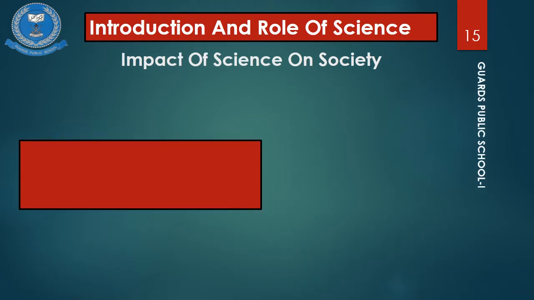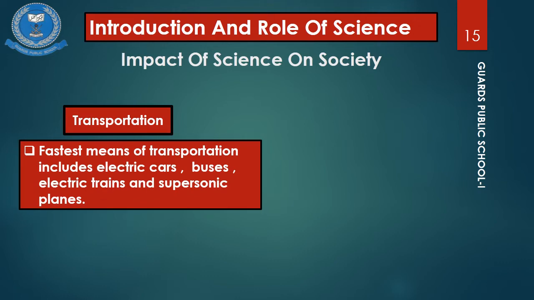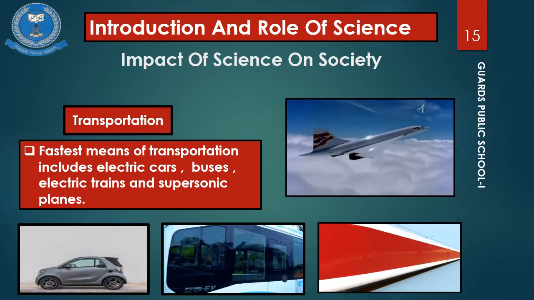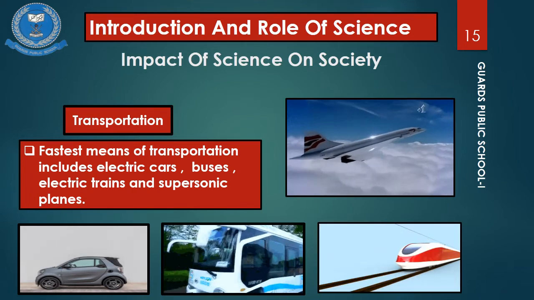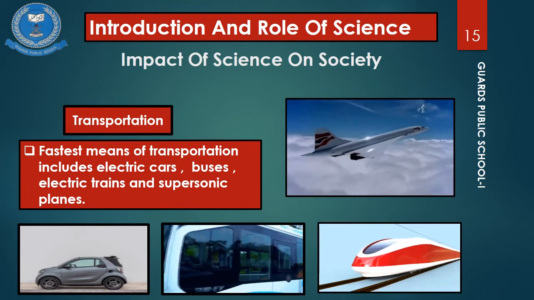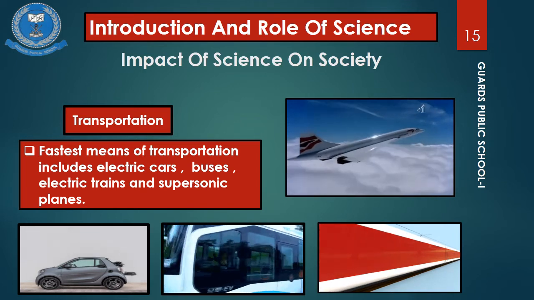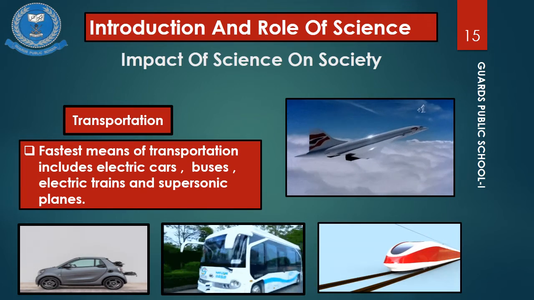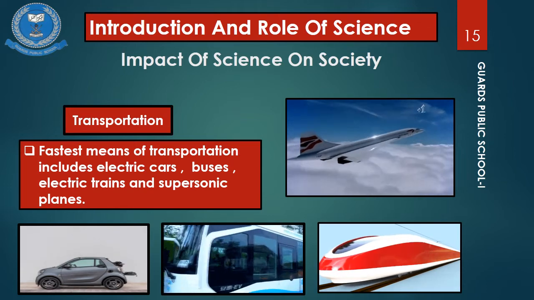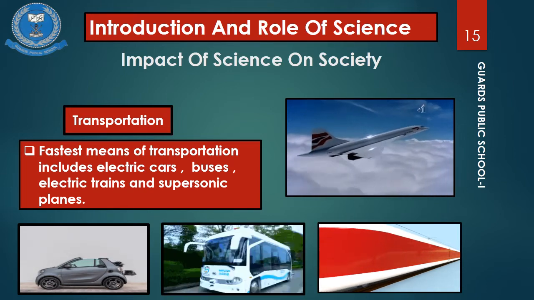When we talk about the use of technology in transportation, we have the fastest means of transportation. Apart from electric trains, electric cars and electric buses are manufactured, and technology is also used to design supersonic aeroplanes which can travel with a speed that exceeds the speed of sound.